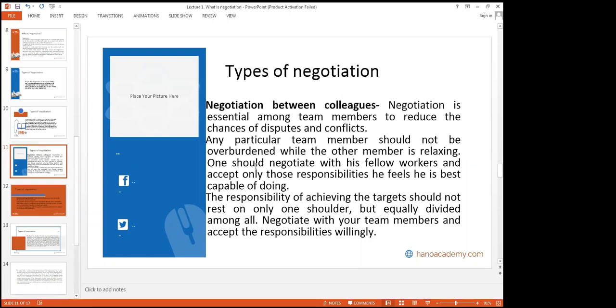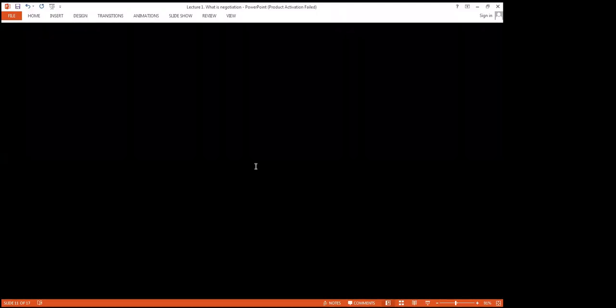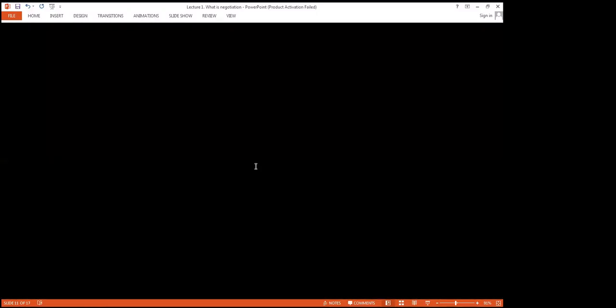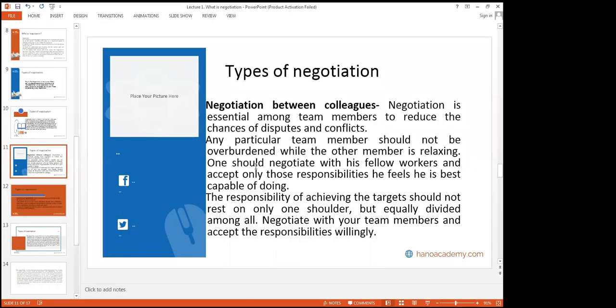So that means that one should negotiate with his fellow workers and accept only those responsibilities he feels best capable of doing. The responsibility of achieving the target should not rest on only one shoulder, but be equally divided among all. So negotiate with your team members, then accept their responsibilities willingly.